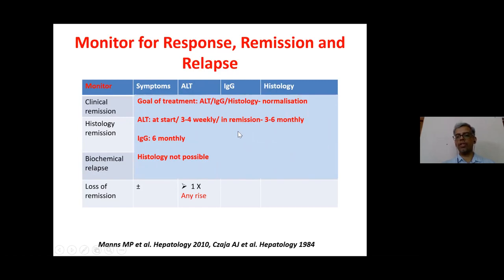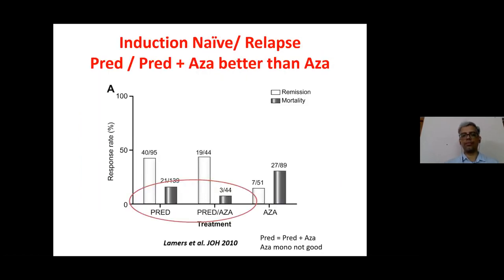How do you monitor? You monitor ALT at the start every 3 to 4 weeks. And once the patient is in remission, you take a call seeing him every 3 to 6 months. IgG, you can monitor every 6 months. Histology is a major, major issue. Like we raised a point in the questions, do I biopsy? If I am not keen for an initial biopsy, how are my patients going to agree to a repeat biopsy? So it's very difficult. So here comes the role of possible transient elastography, and the biochemical remission per se could be a surrogate marker for histology.